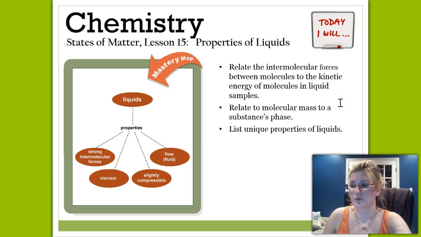Also, we're going to relate the molecular mass to a substance's phase. Is something going to more likely be a liquid or a gas if it's small or big, for example? And then finally, list some unique properties of liquids.